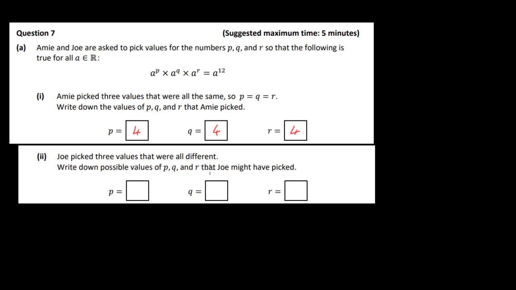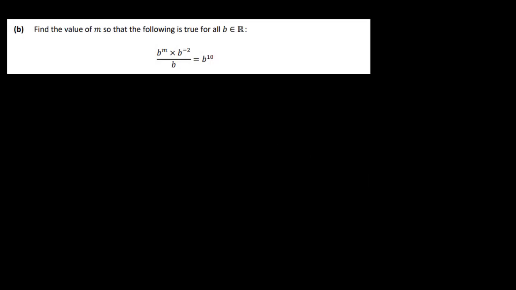Well, you can pick any 3 numbers that will add up to 12. So let's say 2, let's pick a 6, that'll give me 8, and then this one will have to be 4 here. Okay, so let's have a look at part B then. Find the value of m so that the following is true for all b is an element of R. Okay, so we have b to the power of m times b to the power of minus 2 divided by b to the power of 1, is equal to b to the power of 10.